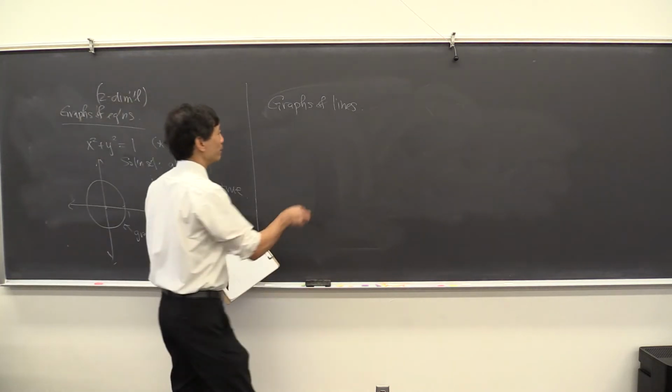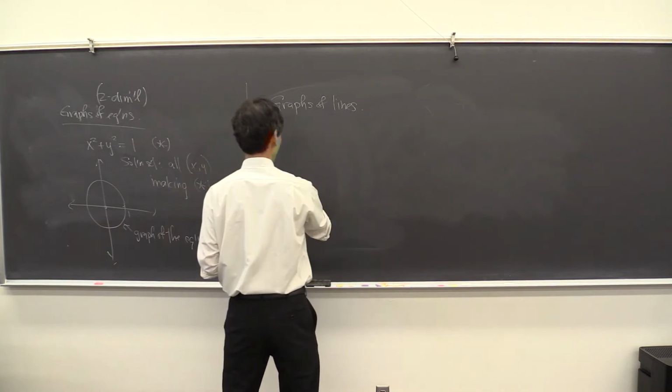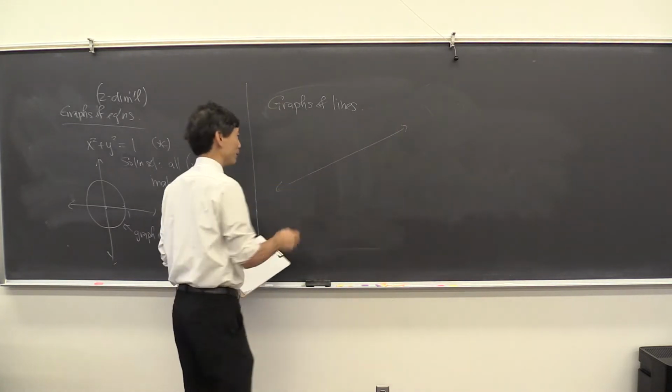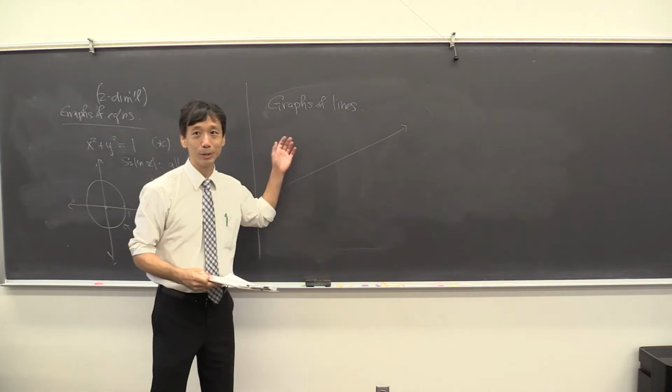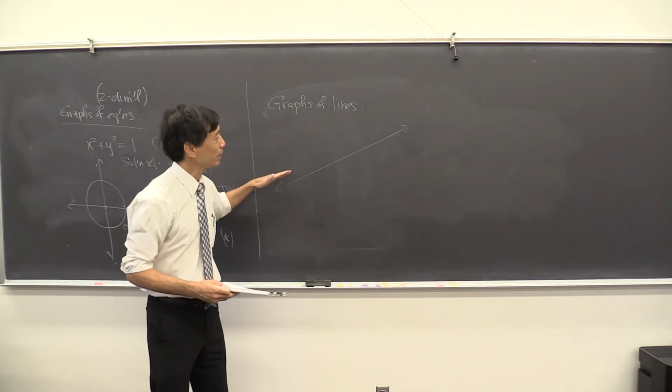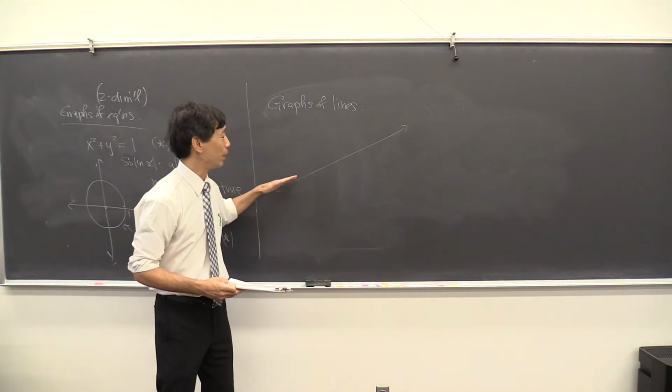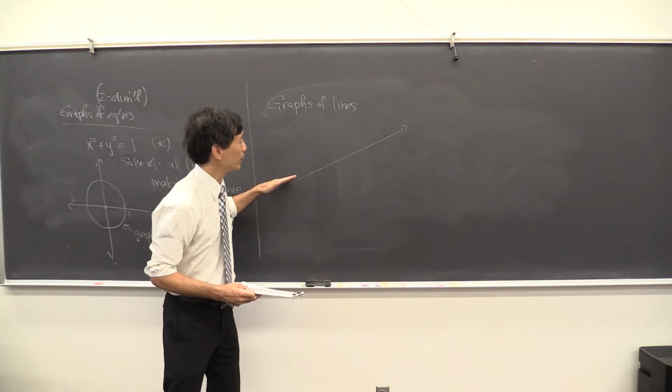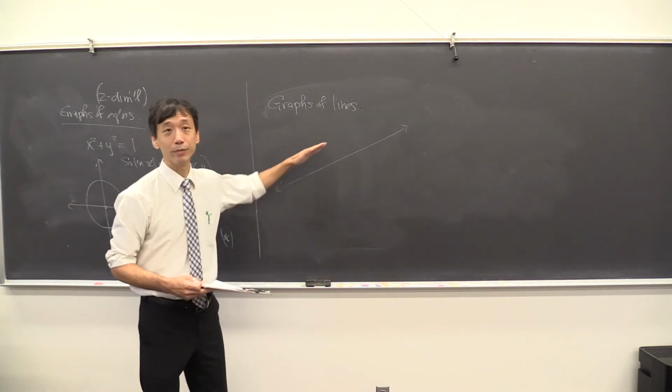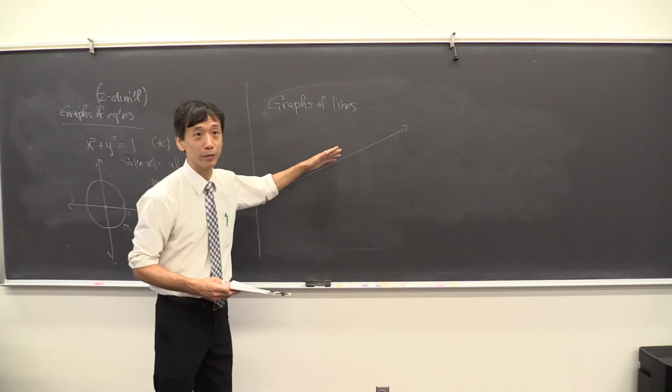Okay, so graphs of lines. You all know what a line is. It's kind of hard to define, but you all know what a line is. It's one-dimensional. It's straight. It goes on forever in both directions. It doesn't have any curving.